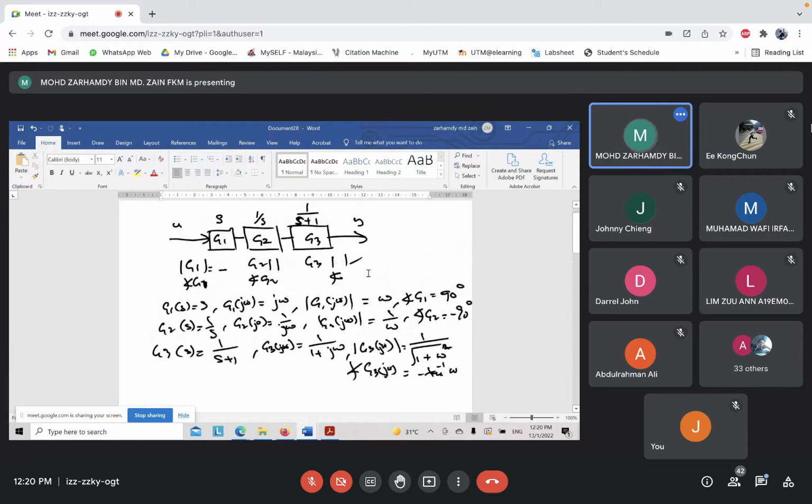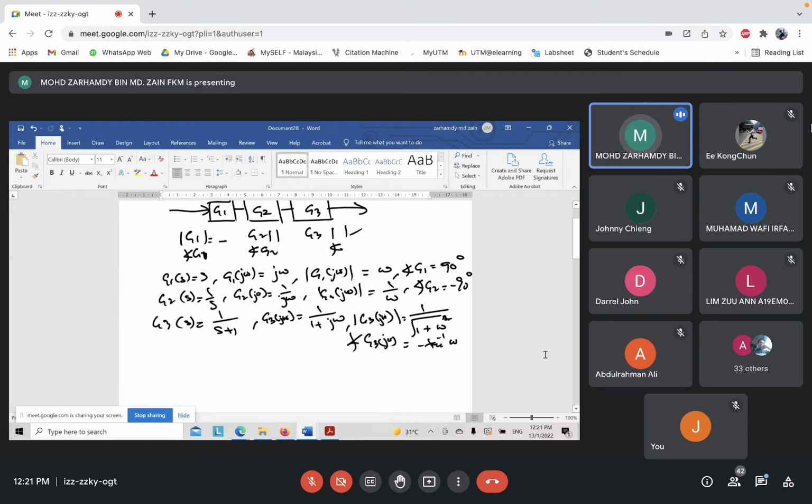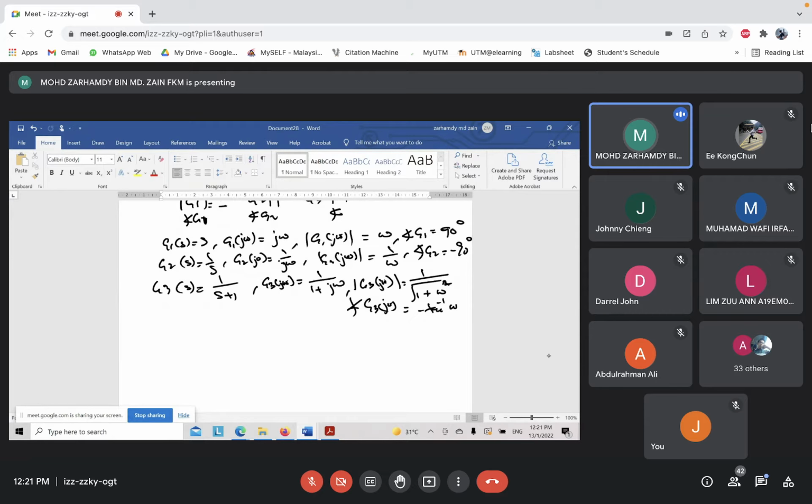So okay, we have three systems. Then we need to show every system based on its own gain and its own phase. So from here what you need to do is come up with a table where you define the value of omega, and then you come up with the gain of G1, the phase of G1, the gain of G2 and also the phase of G2. The same for G3, gain and then phase.